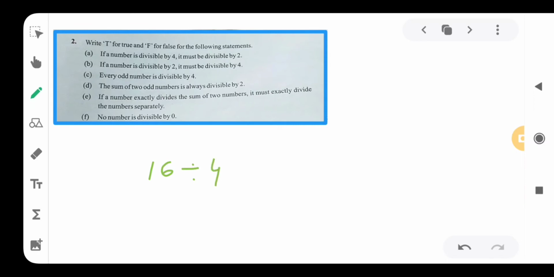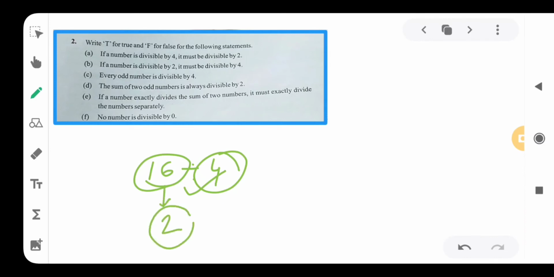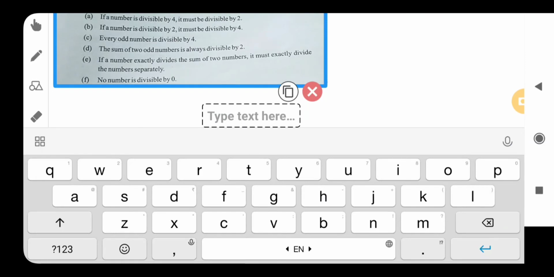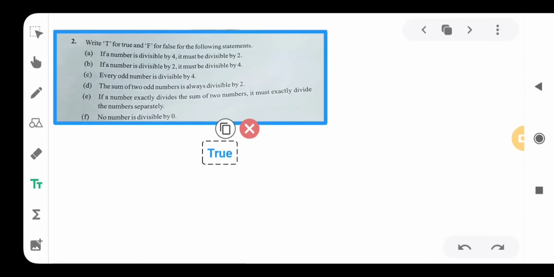Let's check that 16 is divisible by 4. Yes or no? Yes, 16 can be divisible by 4. Now let us check, can 16 be divisible by 2 or not? It is having an even number at the unit place, so a number that is divisible by 4 can also be divisible by 2. Yani koi bhi number agar 4 se divisible hai, to wo 2 se bhi divisible ho jayega. So this statement is true. The first statement is true. I am going to write here the correct answer, that is true.